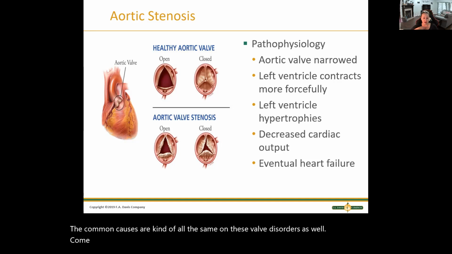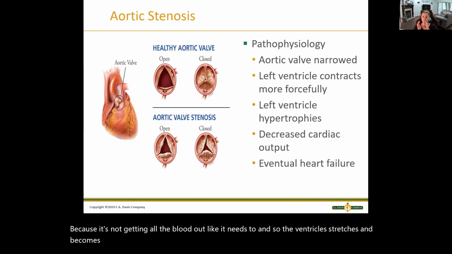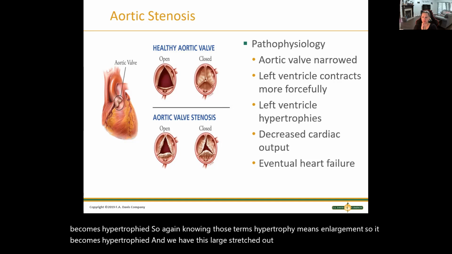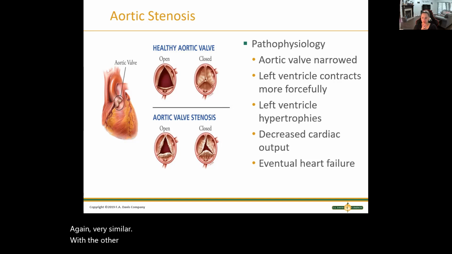Again, we can have the stretching of the ventricle because it's not getting all the blood out like it needs to, and so the ventricle stretches and becomes hypertrophied. So again, knowing those terms, hypertrophy means enlargement. So it becomes hypertrophied, and we have this large stretched out ventricle, and at that point it's progressed into heart failure. And then we have decreased cardiac output. Again, very similar with the other valve, just in a different location.